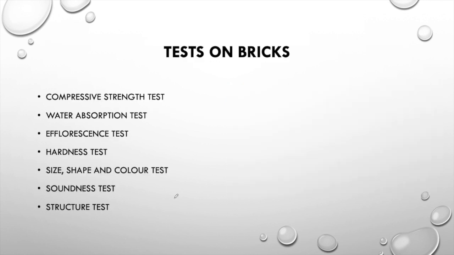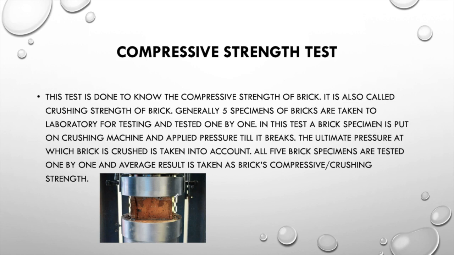Now we will see the tests on the bricks. We will see the compressive strength, water absorption, efflorescence, hardness, size, shape, soundness, and structure tests. First of all, we will see the compressive strength test, in which we place the bricks horizontally on a CTM, that is compression testing machine. In this we usually take 5 specimens and perform the compressive strength test. These results are taken as compressive strength.